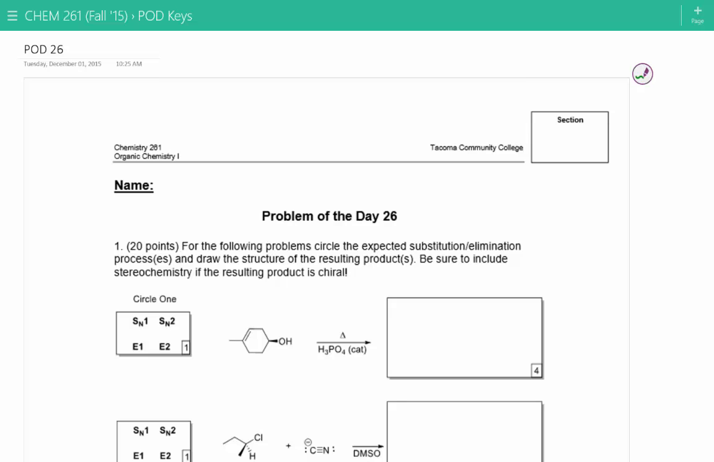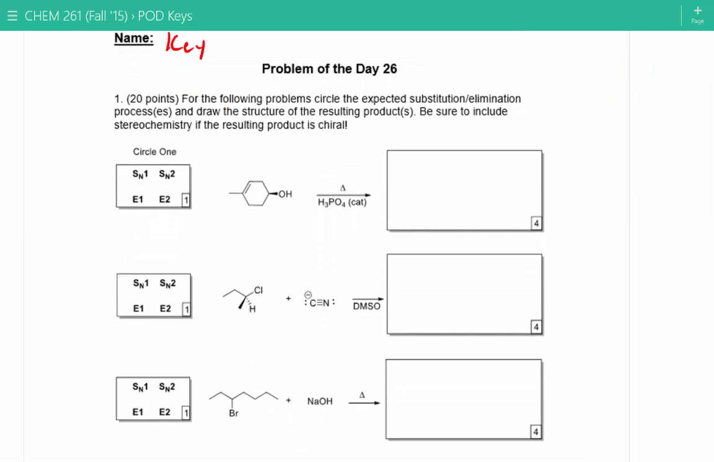All right, so if we look at the problem of the day, I was asking you guys to identify whether or not the reaction was going to be SN1, SN2, E1, or E2. If we look at the first problem, we've got a secondary alcohol, we've got catalytic acid, and we've got heat. What does this scream out? E1.